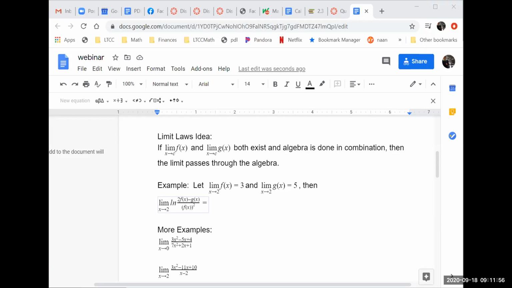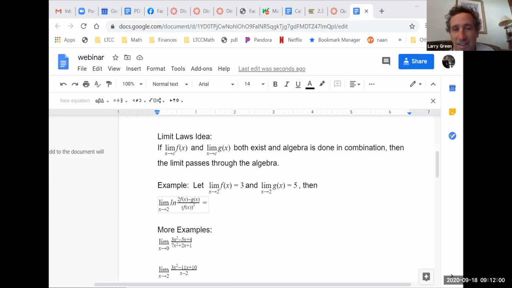We just plug in, and that's what this big limit law says: as long as the limits exist and there's no issues in the algebra. For example, if we plugged in and we got log of negative something, you should worry a lot because you can't do that. But let's play. Certainly the limits exist.